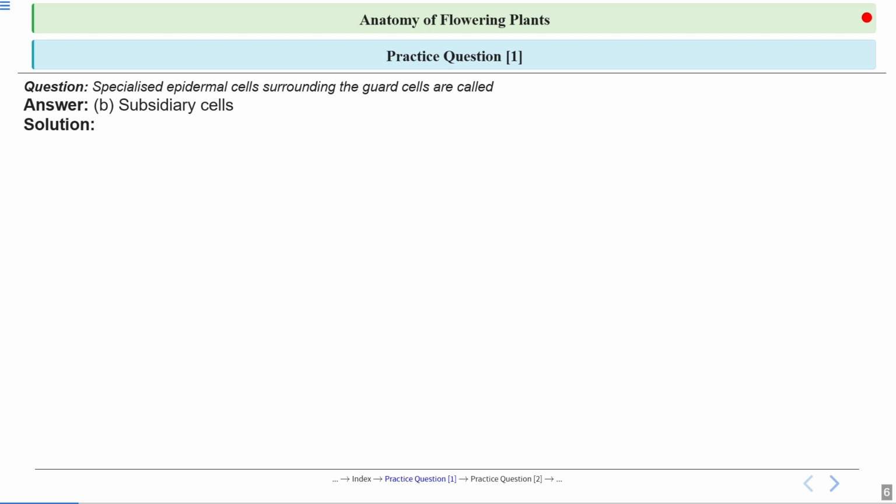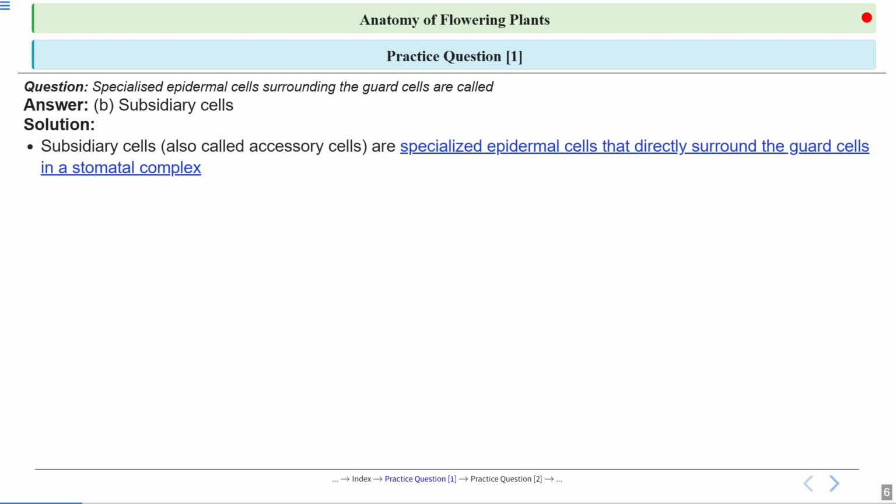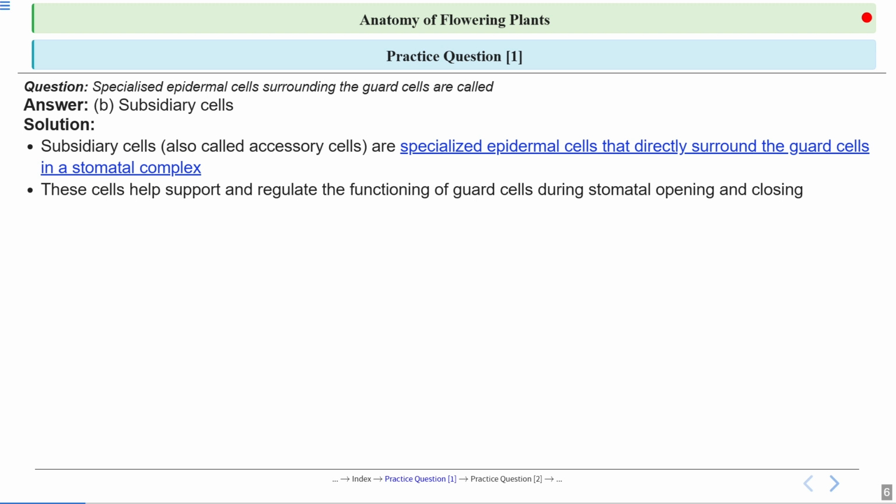Let us see the explanation. Subsidiary cells, also called accessory cells, are specialized epidermal cells that directly surround the guard cells in a stomatal complex. These cells help support and regulate the function of guard cells during stomatal opening and closing. So they are helping the guard cells while opening and closing of the stomata, whether they have to provide water from the surrounding epidermal cells, right?